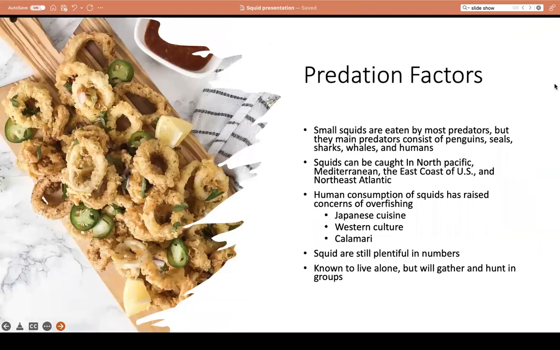So next we're going to talk about predation factors. Small squid are typically eaten by most predators. Main predators consist of penguins, seals, sharks, whales, and humans.